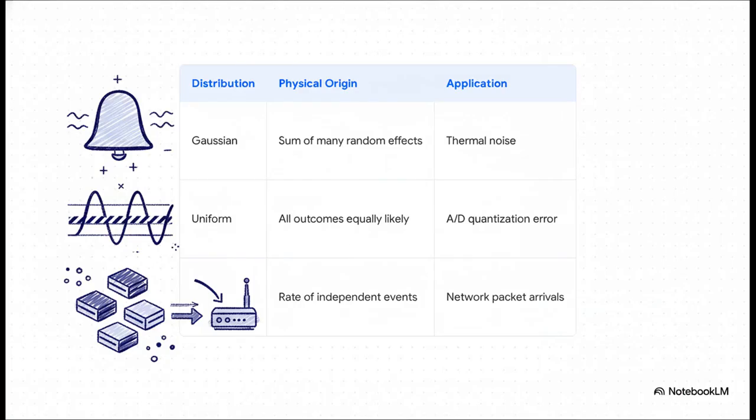Think of these as the big three, the usual suspects when you're hunting for sources of error. Gaussian is the king. It models thermal noise in any electronic component. The uniform distribution is perfect for modeling the rounding error you get in analog to digital converters, what we call quantization error. And the Poisson distribution is all about rates. It's fantastic for modeling things like the arrival of data packets at a network router.